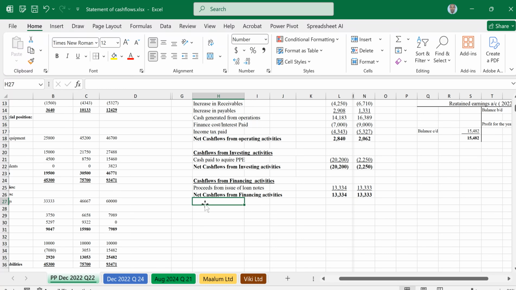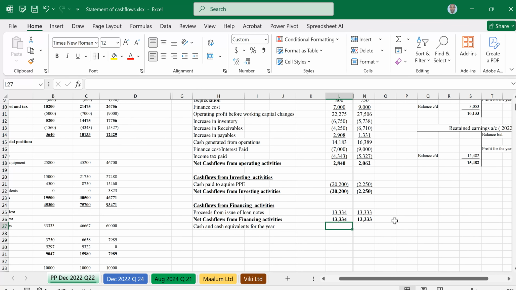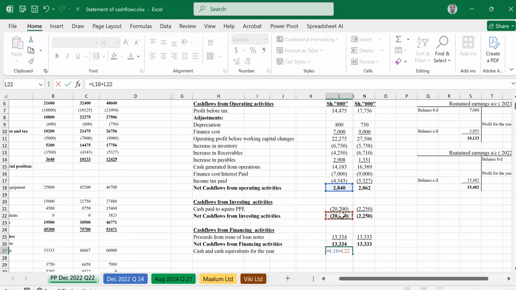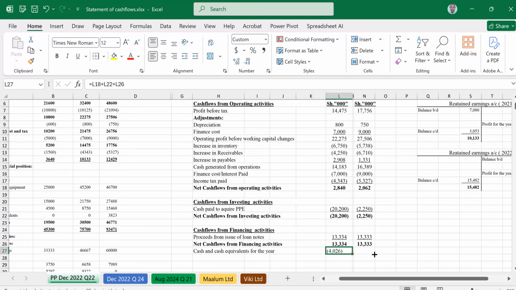Finally, cash and cash equivalents for the year. So cash and cash equivalents for the year will be equal sign 2840 plus 2200 plus 13334. Then drag across to get your cash and cash equivalents for that period.